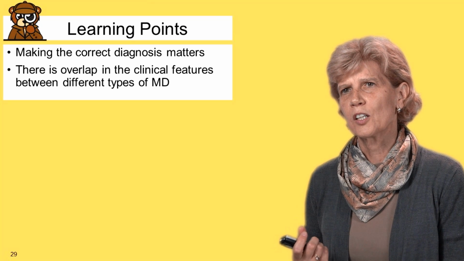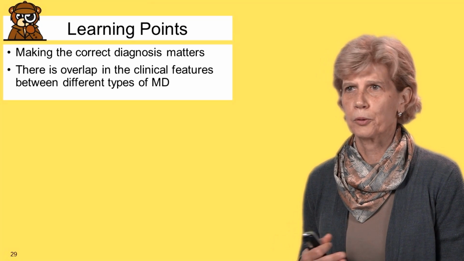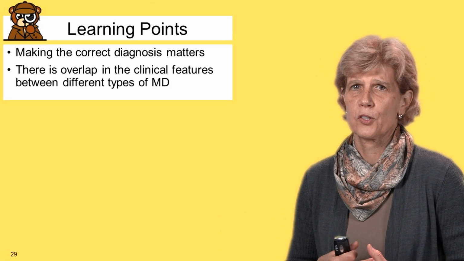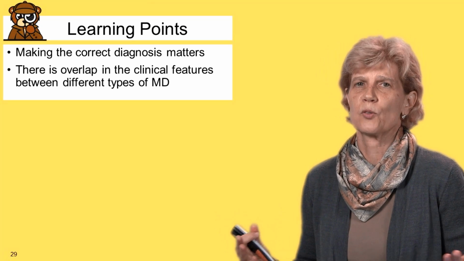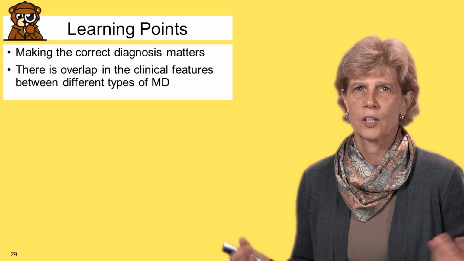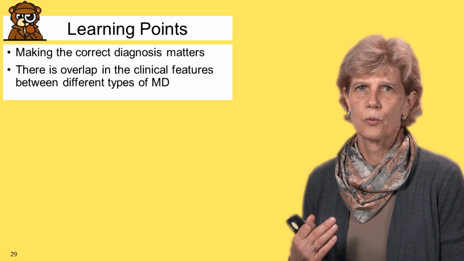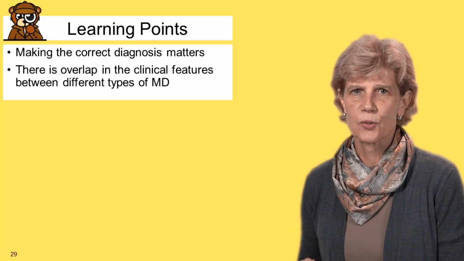And sometimes when I talk to students or when we talk to an insurance company, they say, you know, it's limb-girdle muscular dystrophy, we don't have any specific treatments, why do you want to make a diagnosis? And I think this case illustrates part of the reason that it's really important to make a diagnosis.